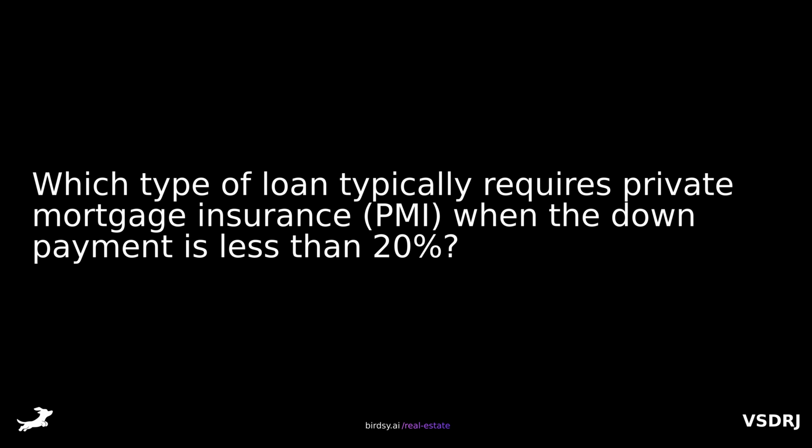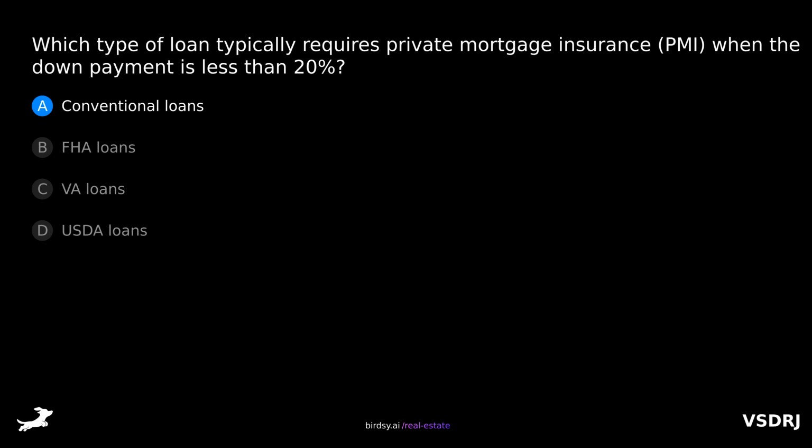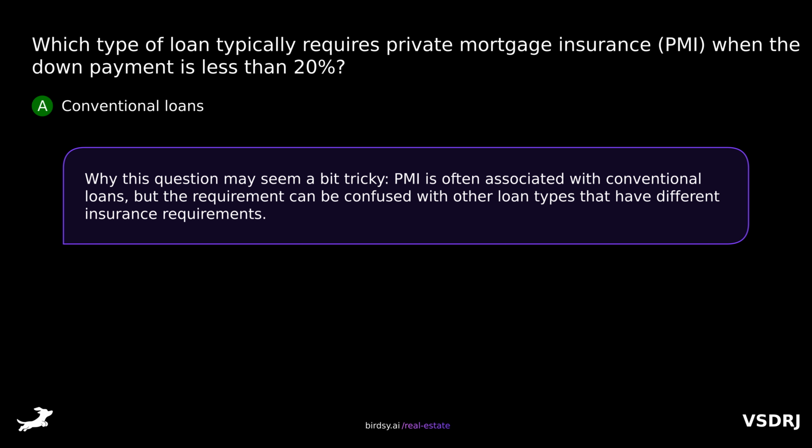Which type of loan typically requires private mortgage insurance when the down payment is less than 20%? Is it A, conventional loans? B, FHA loans? C, VA loans? Or D, USDA loans? The answer is A, conventional loans. Why this question may seem a bit tricky: PMI is often associated with conventional loans, but the requirement can be confused with other loan types that have different insurance requirements.